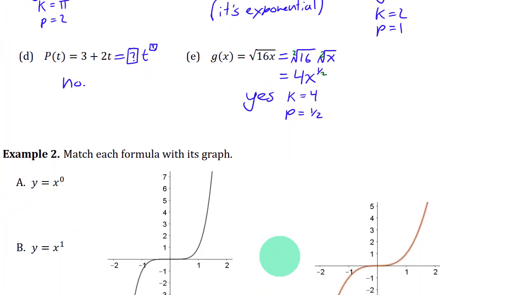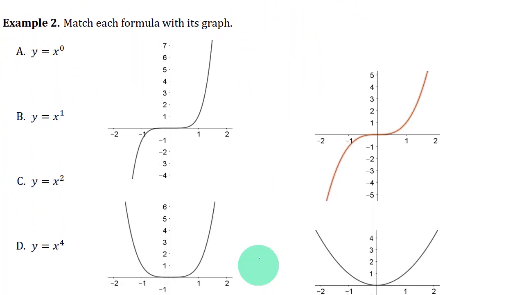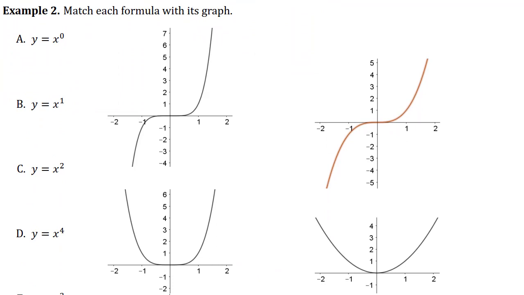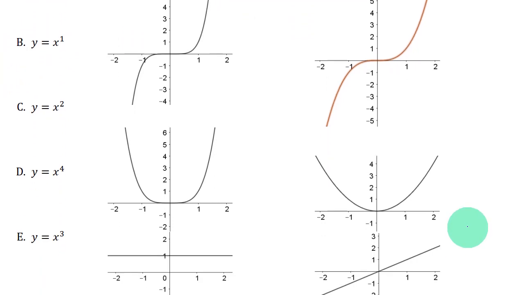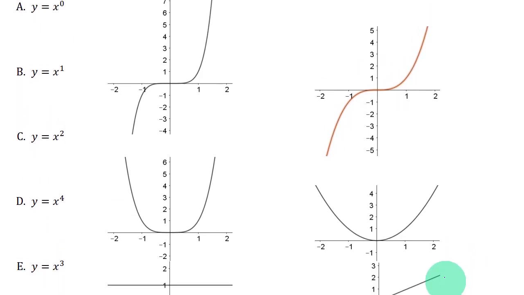All right, so let's look at example 2 here. We want to match each formula with its graph. And so, first of all, looking at the different graphs here, well, they have different properties, right?